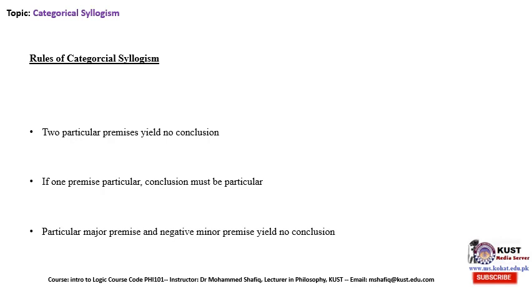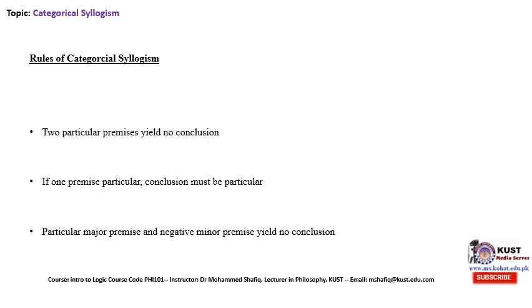What kind of conclusion would you draw from these two premises? You cannot draw any conclusion from it. So from two particular premises there can be no conclusion. Two particular premises cannot yield any conclusion. So in every valid syllogism, one premise must be universal. If one premise talks about the whole class, then we'll be able to draw a conclusion from this syllogism.